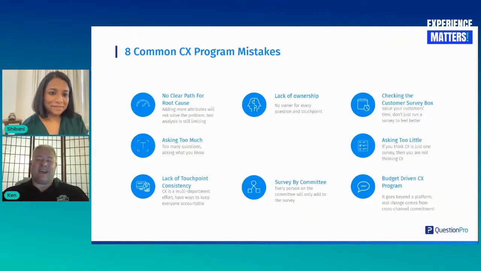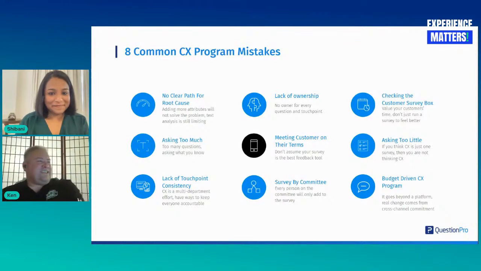And then I said I had one bonus point, which I'll throw out there, and it's meeting the customers on their terms. A lot of the feedback tools out there have all sorts of ways to gather feedback. Every provider, QuestionPro and all of our competitors, has some unique things that we push out there and say, hey, this is what makes us unique. But don't assume sending out your survey is the best way to get their feedback.